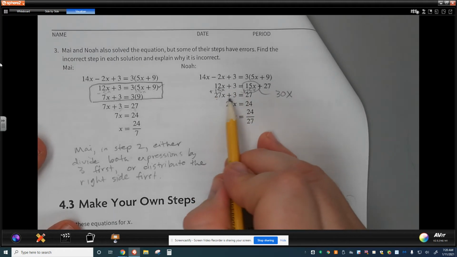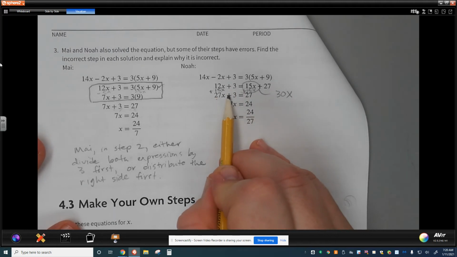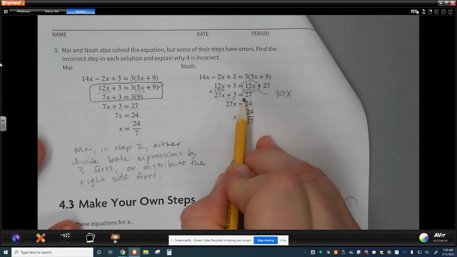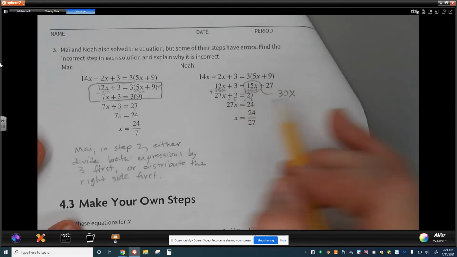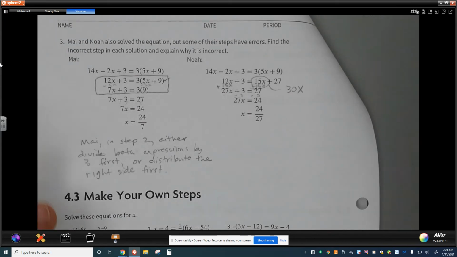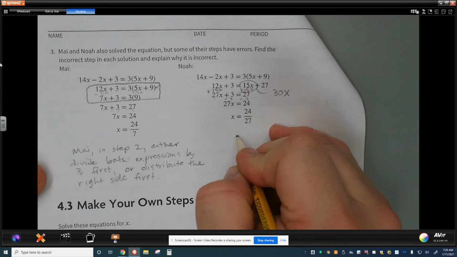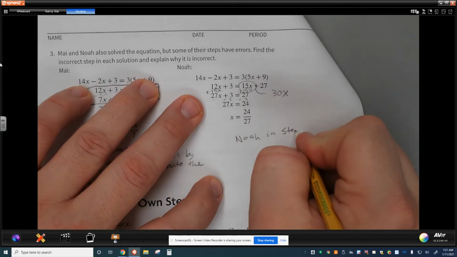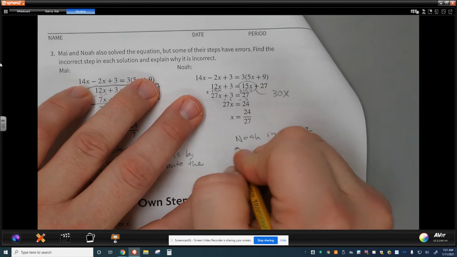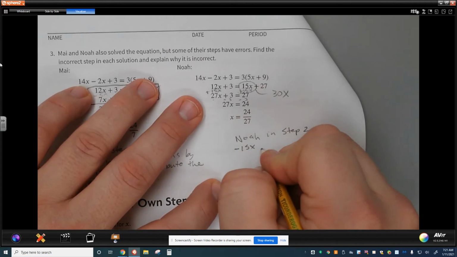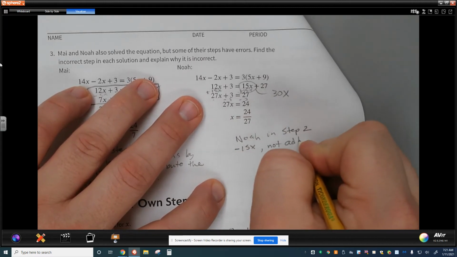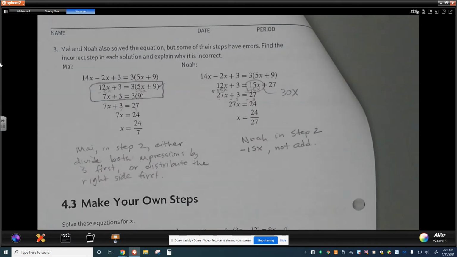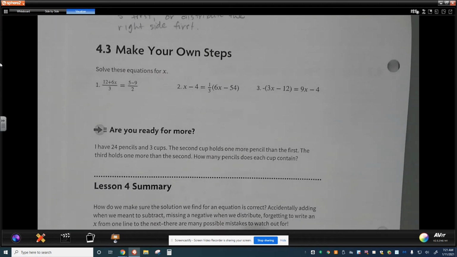Let's see from here if he knew what he was doing on the rest of them. From the plus 3 to 27, he got to 24. That is a minus 3. Awesome. So for the rest of it, he's still got his steps right. But what I would tell Noah right here, Noah, in step 2, subtract 15x, not add. The problem is it does not eliminate over here. He thought he eliminated, but he really didn't. All right. Sorry, this lesson is getting a little bit long.